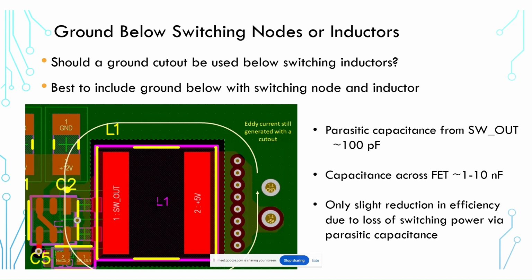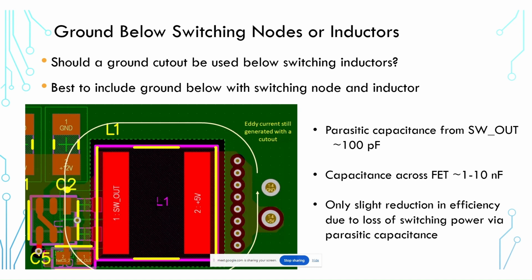Now, if you start to look at the capacitance across power MOSFETs, that capacitance tends to be much larger than the parasitic capacitance associated with this switching node. And so the result is that if we did include ground below this inductor, you would only get a very slight reduction in the efficiency.